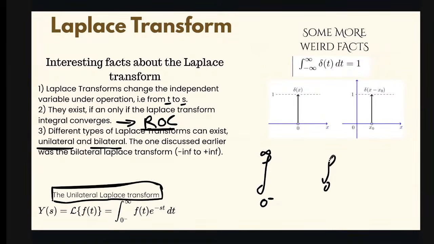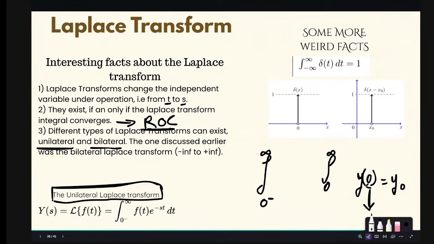You can write it as 0 to infinity also. It doesn't matter. But usually it's a better notion to write 0 minus because that assures continuity at 0. Some functions might have a value at 0, like y of 0 is equal to y naught, and this is defined only when 0 is continuous. So that is why we take 0 minus.